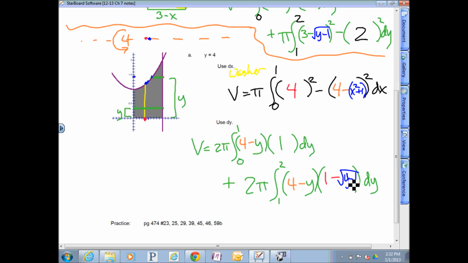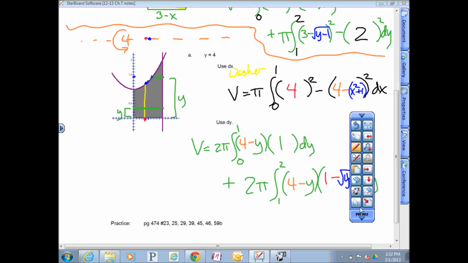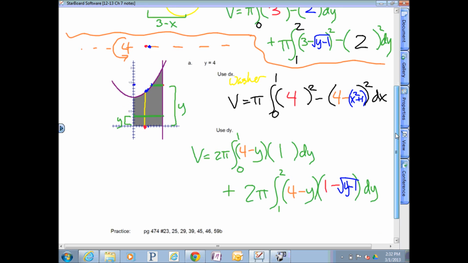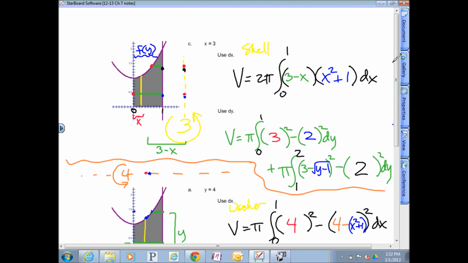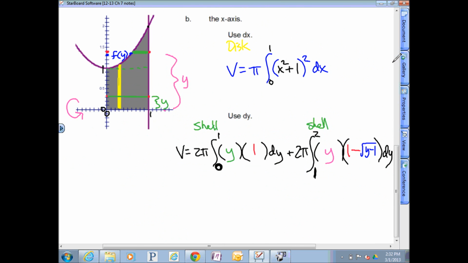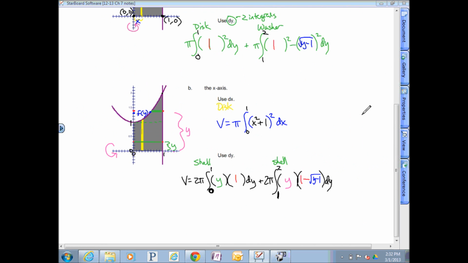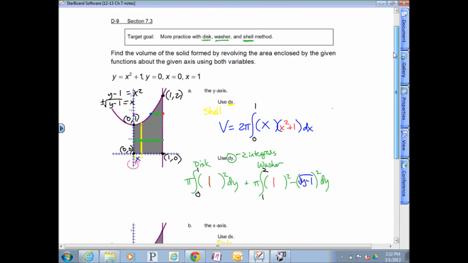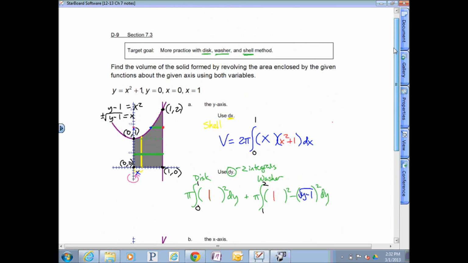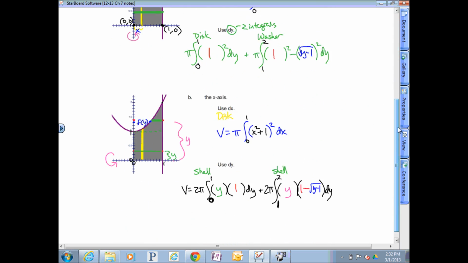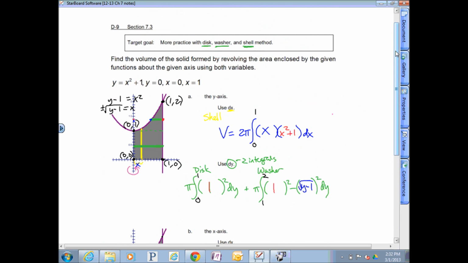So what we've got here is 4 examples of how we made this thing go, with 4 different regions, or the same region revolved 4 different ways. And hopefully now we've got a resource that we can come back to and look at, because if you can do those 4 things, you can handle just about any disc, washer, or shell problem.